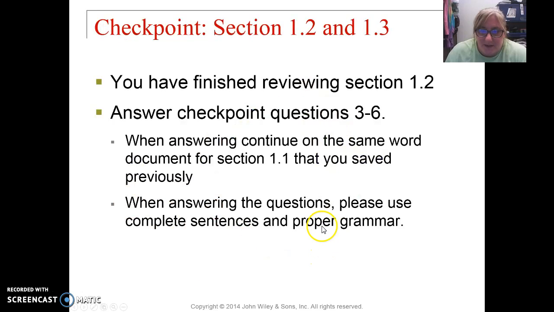And at this point, we've finished both sections 1.2 and 1.3. So you can answer questions 3 through 6 of the checkpoints. When you answer them, add them directly to the saved document that you did when you answered the questions for section 1.1, and that will get uploaded at the end of the chapter, okay?